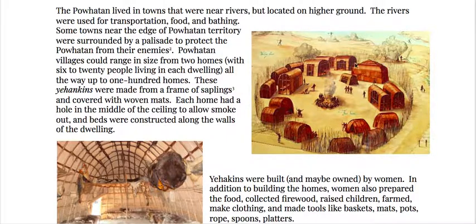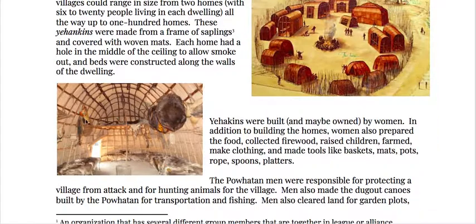So we see the palisade here. We see what a European painter at the time envisioned Yeehakans to look like. Then we see the inside of one. Beds are on the side. Things were hanging from the saplings for storage, and also beds were sometimes even up lofted. And then there was a hole up here in the middle for smoke to come out from a fire.